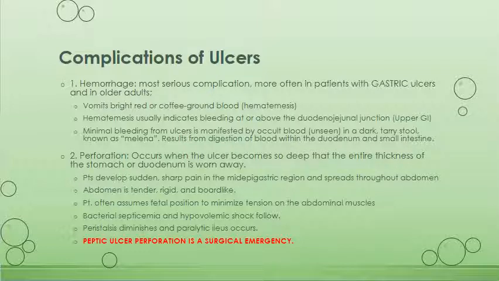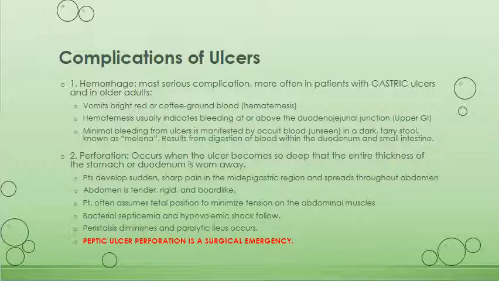What are the complications of ulcers? Hemorrhage is the most serious complication, and it is more often in patients with gastric ulcers and in older adults than with duodenal or stress ulcers. What the patient will see is vomiting of bright red or coffee ground blood.